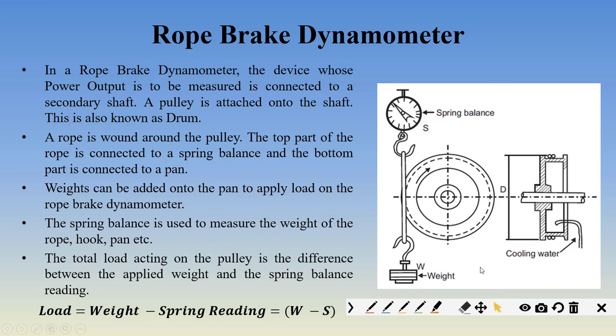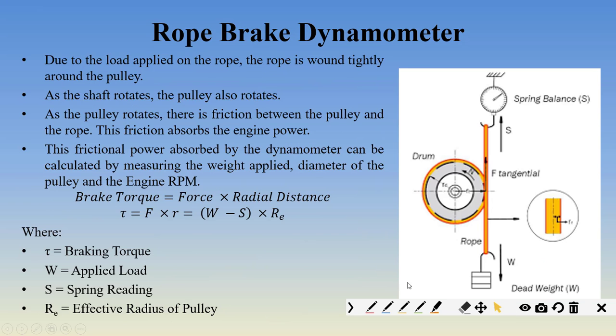After you get the load, you have to do what? Torque is what? Load into radial distance. So you need the radial distance. For radial distance, what do you do? You first take the total diameter. What is the total diameter? Diameter of pulley plus 2 times diameter of rope. And we only want the radial distance. So total diameter divided by 2 is the radial distance. So this is the torque formula for a rope brake dynamometer.